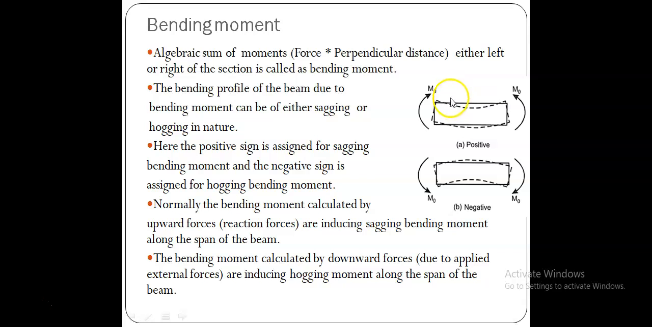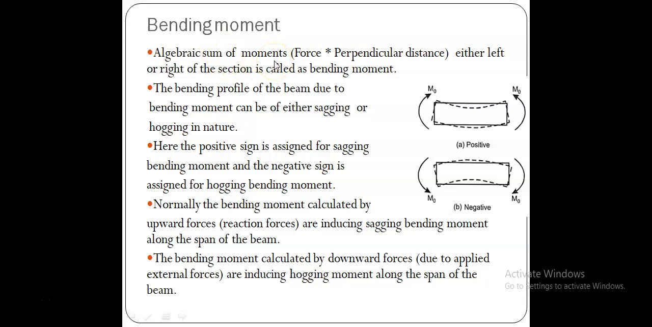So the moment can be calculated with respect to any section. Suppose here I want to know the bending moment, so I just make the algebraic sum of the moments on either the left side or the right side of this section. So we make the algebraic sum of moments either left or right of this section. That one is called the bending moment.